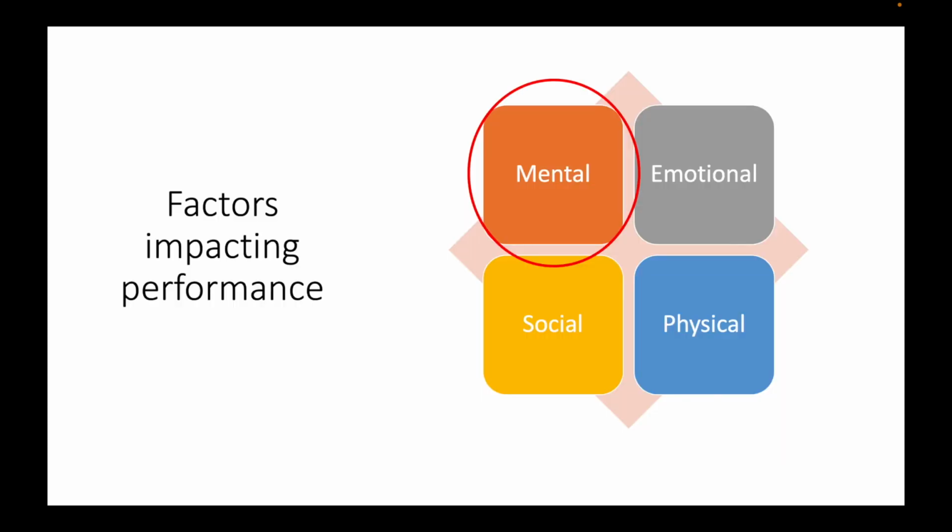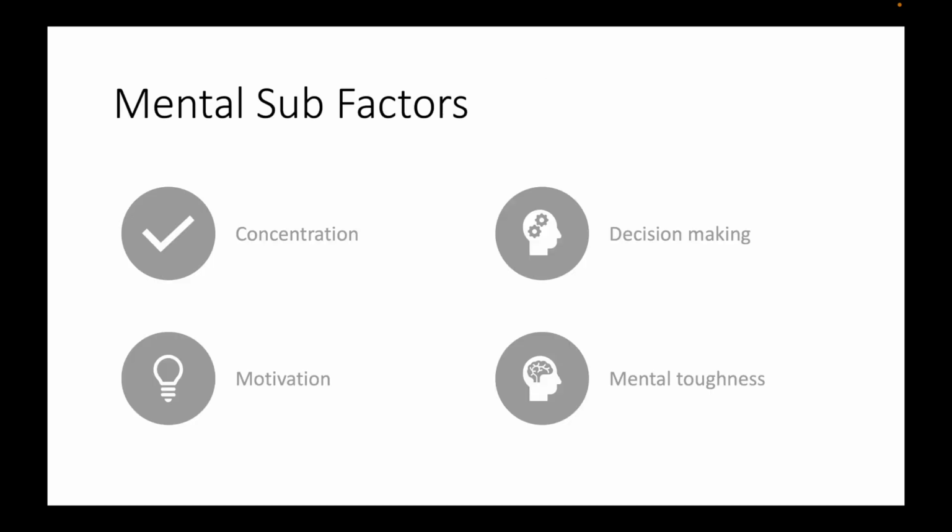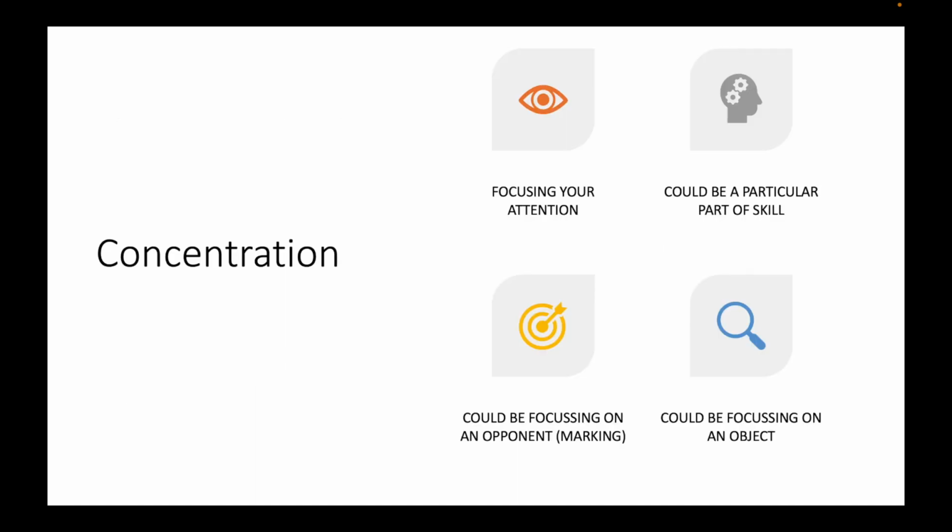So we're now going to move on to the mental factor and look at how it impacts on performance, but first we're going to look at each of the sub-factors and what they might mean. So the 4 factors that we're going to look at are concentration, decision-making, motivation, and mental toughness.